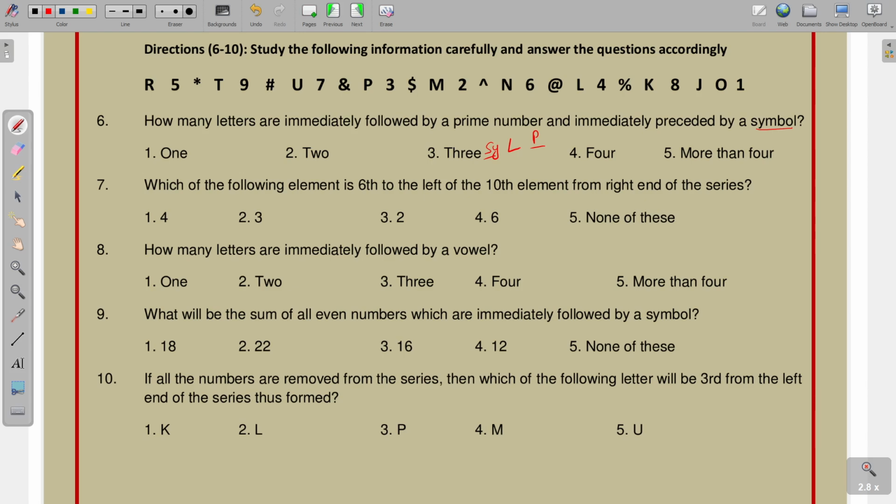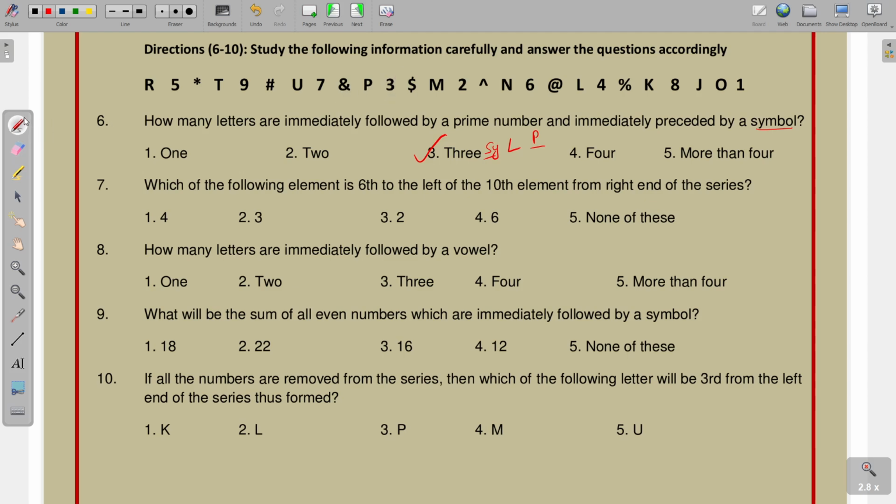So, see hash, u and 7. Okay, symbol, letter and prime number. And next, m and 2. Okay, symbol, letter and prime number. Next, dollar, again dollar, p and 3. Okay, 3 combinations are there. Option 3 is the answer.